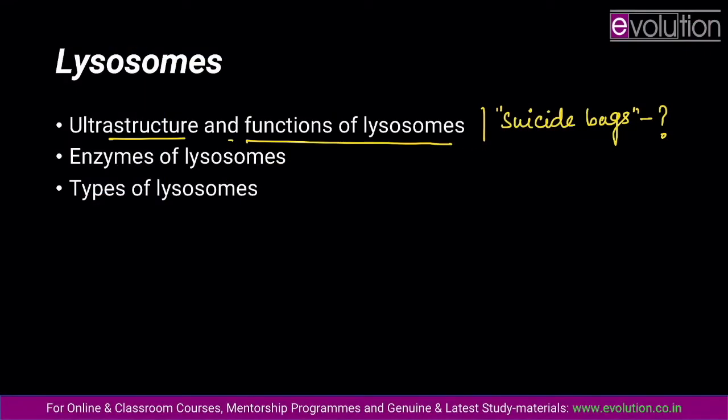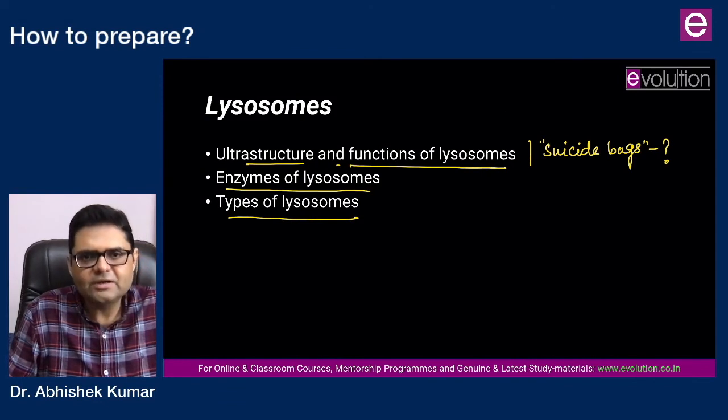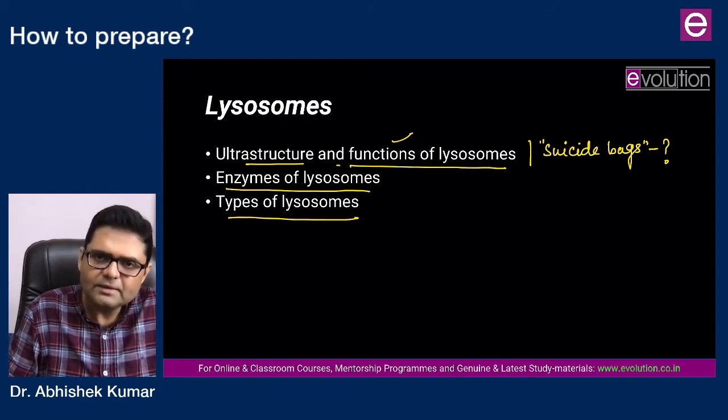And then you have the enzymes of lysosomes. So what are the major categories of enzymes that we find in the lysosome, and how these enzymes are responsible for lysosomal function, that you need to do. And finally, you need to do the types of lysosomes. The types of lysosome will basically involve the primary, secondary and tertiary kinds of lysosome. How are they interrelated, that you need to do. The functions of lysosome you have already done. So with this, you will be completing lysosome.